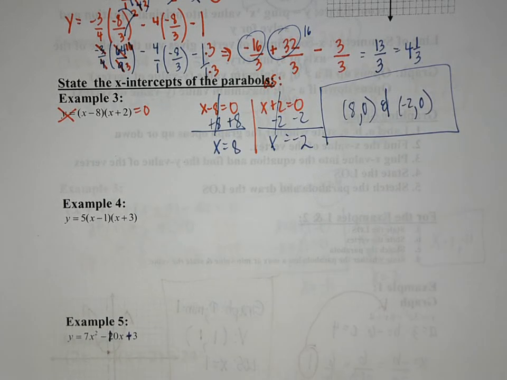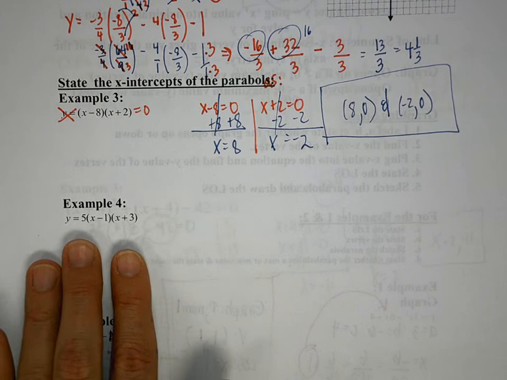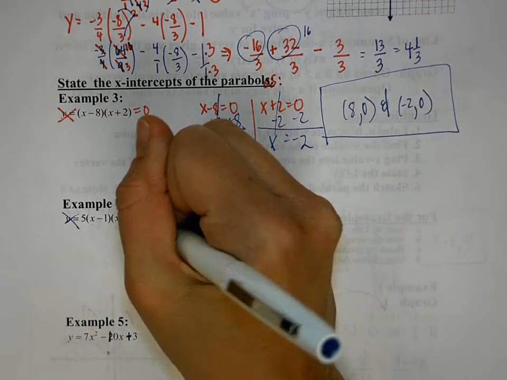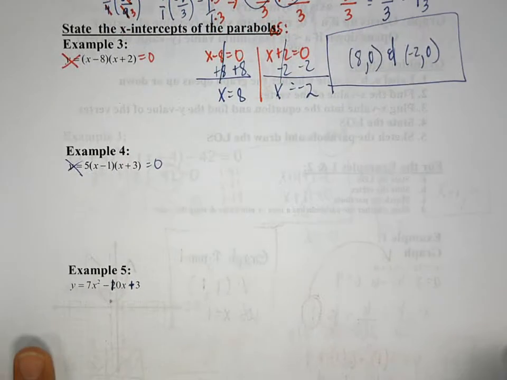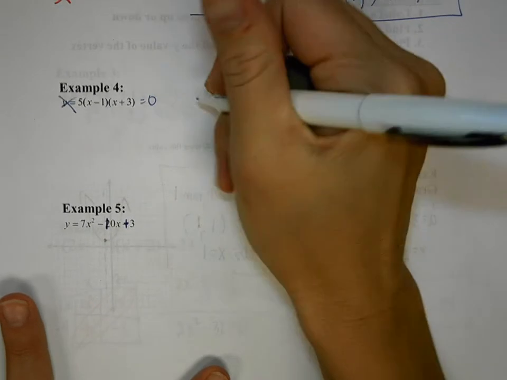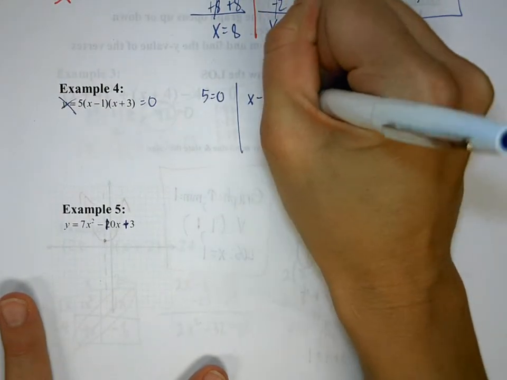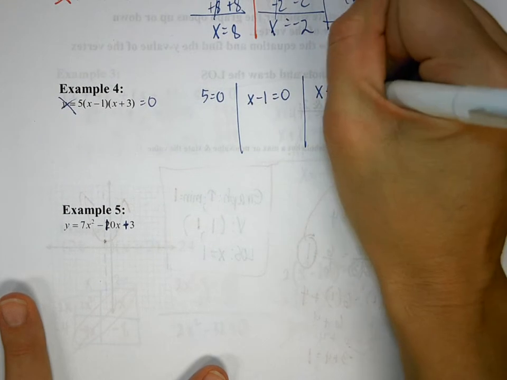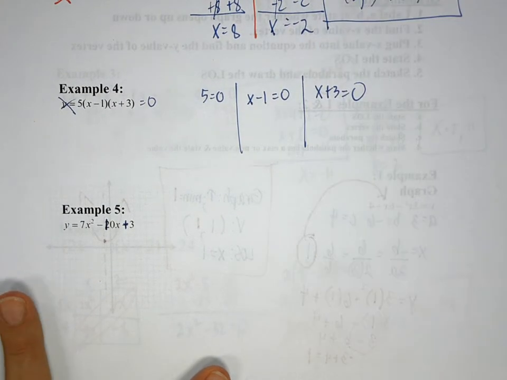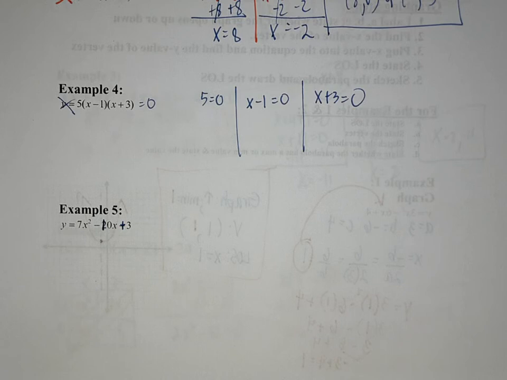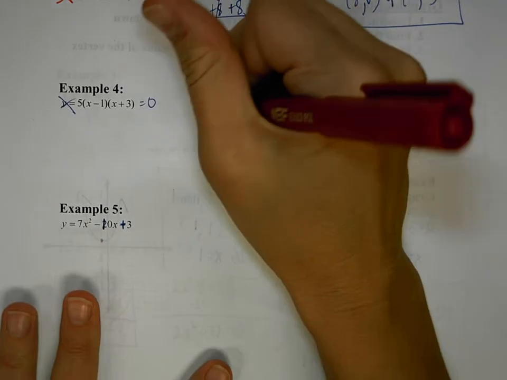Okay? All right, same thing on example 4. It's already factored for you. So all we're doing is crossing out the y, setting it equal to 0, and setting each of those factors equal to 0. So we have 5 equals 0, x minus 1 equals 0, and x plus 3 equals 0. Does 5 equals 0 make any sense? No. Nope, so this one's out.